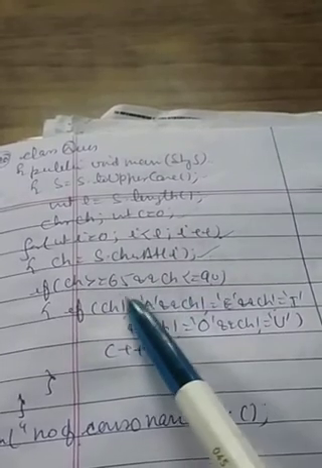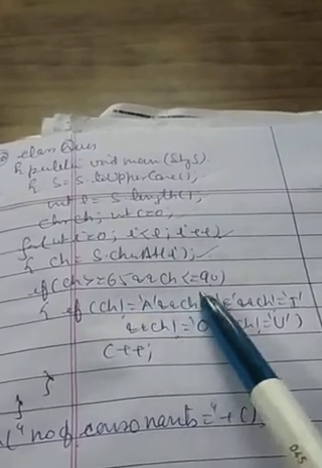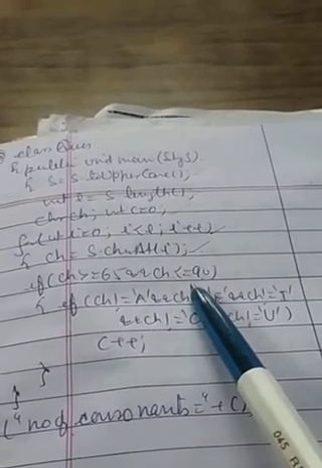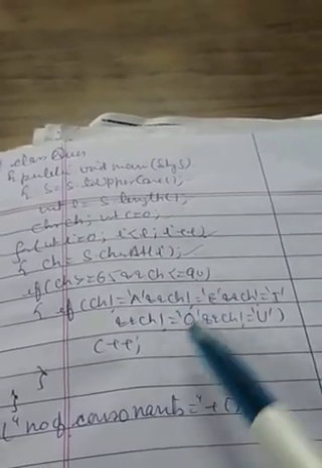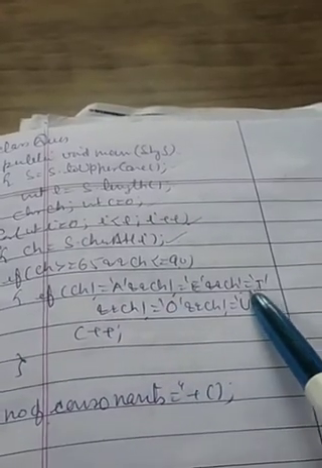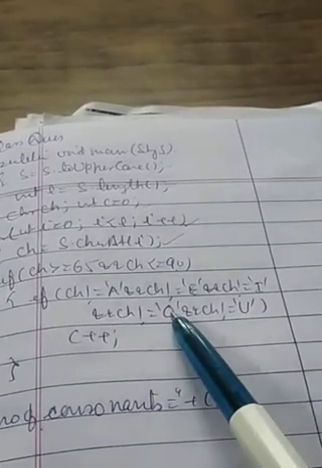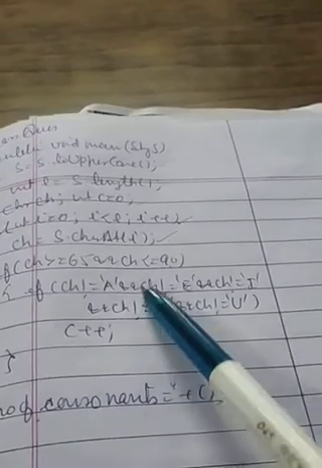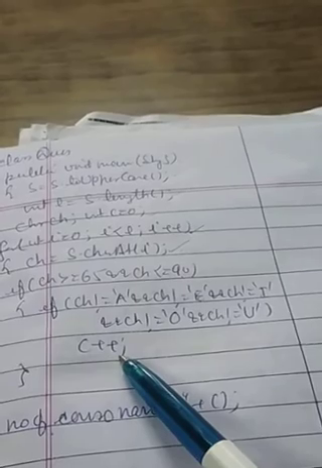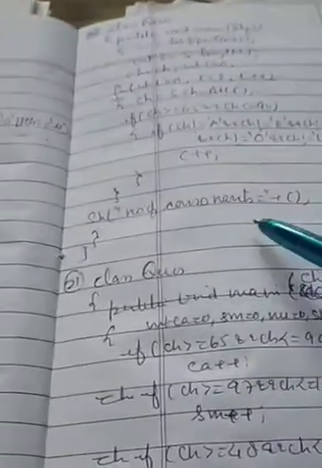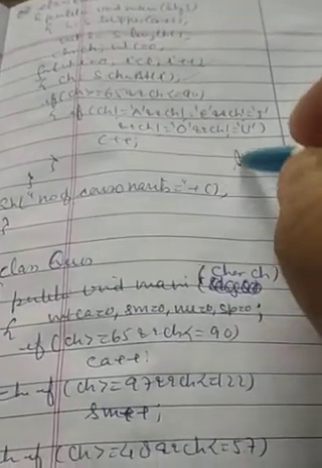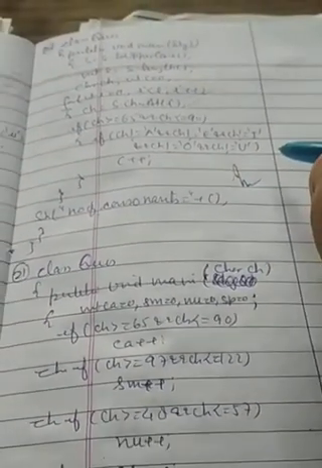We are checking whether the character you have picked is an alphabet, that means its ASCII code is 65 to 90, and it is not equal to A, not equal to E, not equal to I, not equal to O, and not equal to U. So it is an alphabet but not a vowel. Then it is a consonant, so we do C++, and after the loop we print the number of consonants. This is a very important question, important for the boards.